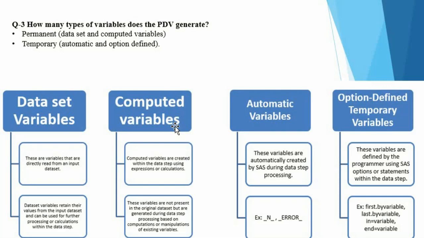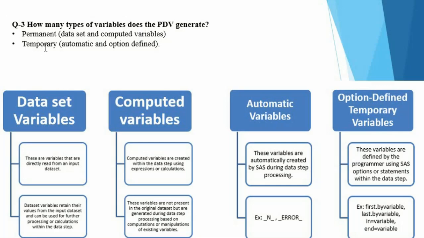Now the computed variables. Computed variables are created within the data step using expressions or calculations, applying logic based on the data set variables. These variables are not present in the original data set, as I told you, this is not a part of the raw data. The original data set means the raw data, but these are generated during the data step processing. How can we generate them? Based on computations or manipulations of the existing variables, the data set variables.